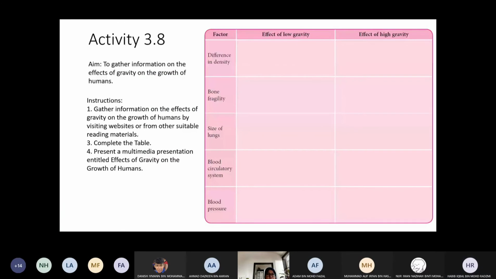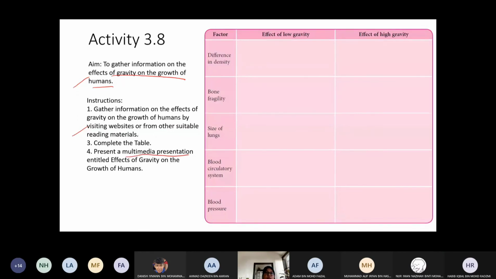Okay. This one saya nak suruh buat homework sikit lah. Buatlah bila-bila free. Please find information of effect of gravity on the growth of human. Okay? Boleh tak ambil gambar ni? Print screen ke? Ambil gambar ni sekejap. Dah print screen dah? Dah. Okay, so this is, okay, I want you to present in multimedia presentation.